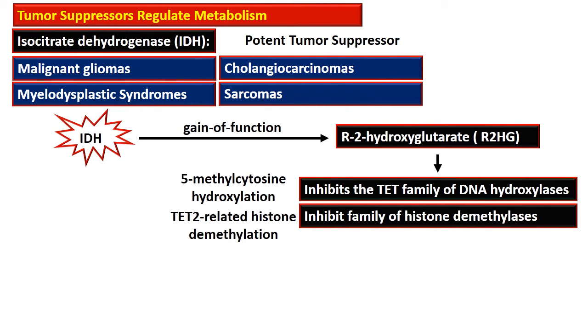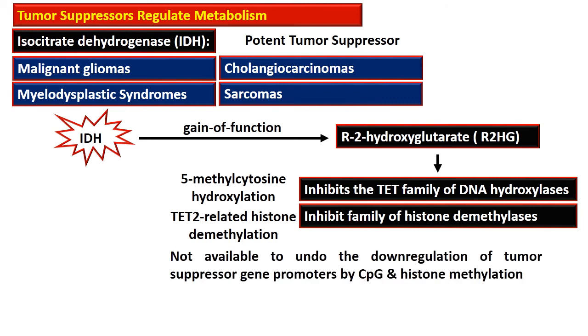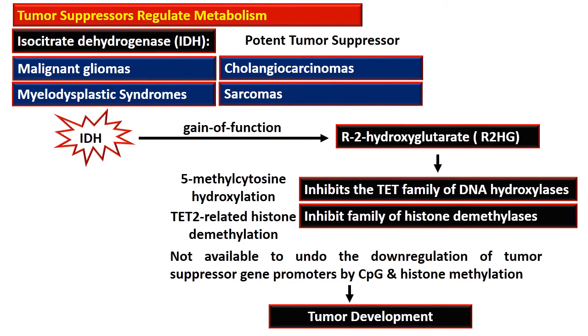So 5-methyl cytosine hydroxylation and TET2 related histone demethylation are not available to undo the downregulation of the tumor suppressor gene promoter by CpG and histone methylation. This inactivation of TET tumor suppressor facilitates tumor development.